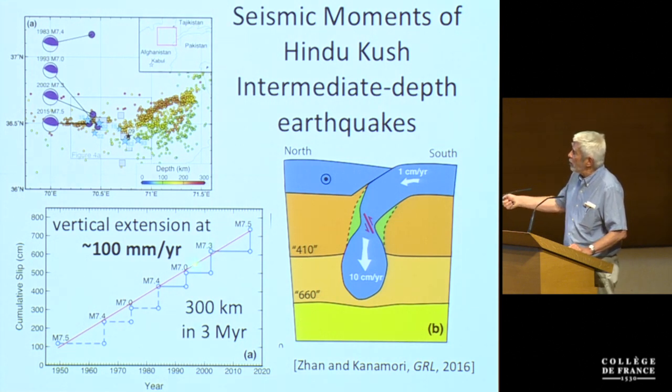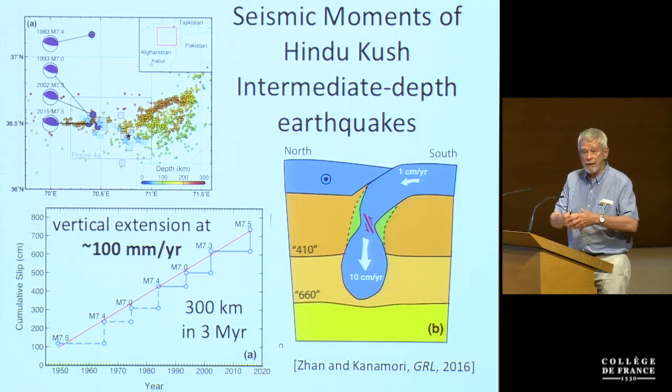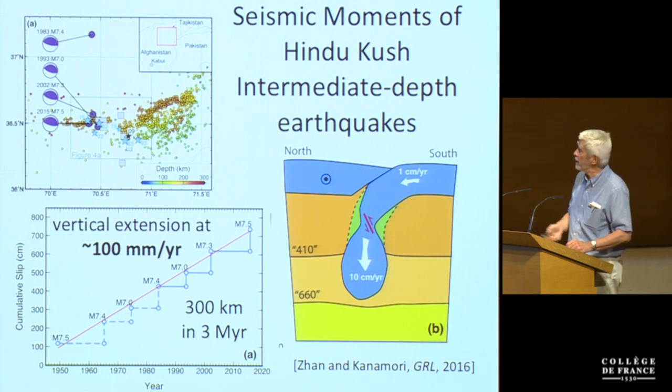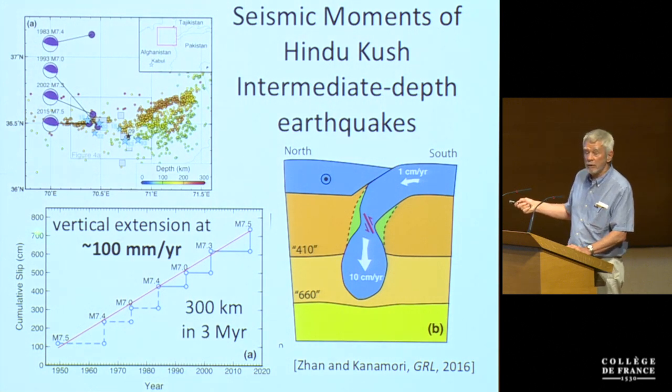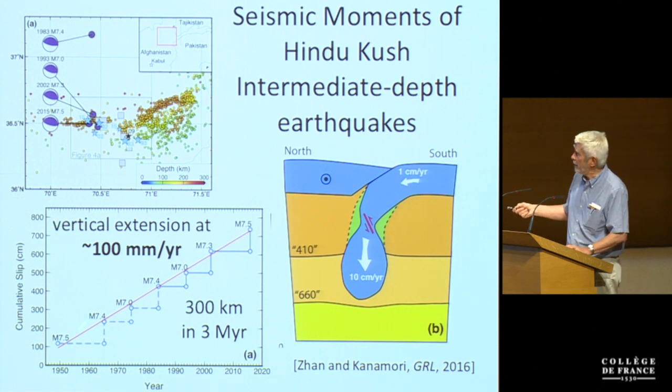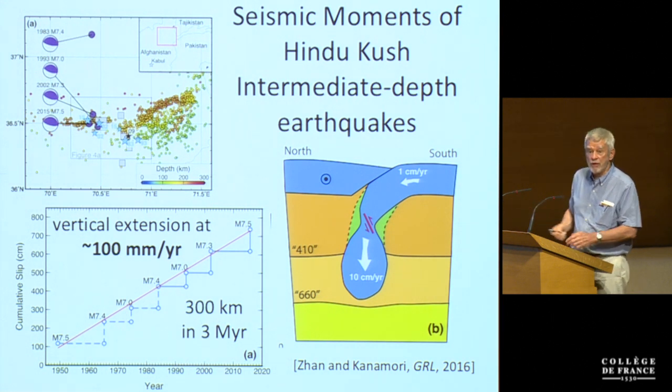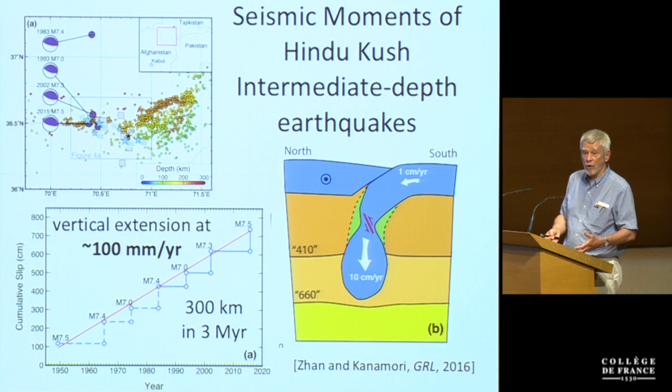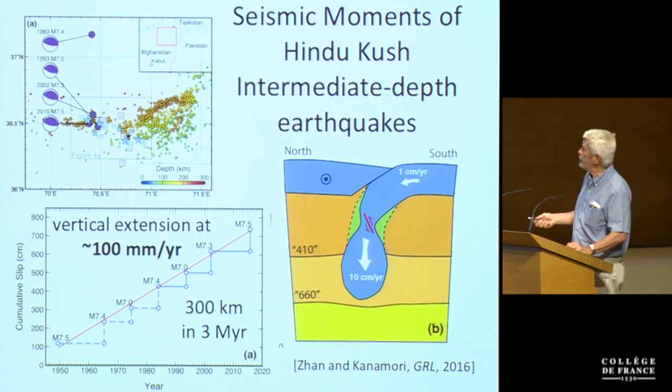And they recur almost periodically. If you take the seismic moments and the dimensions of the fault that ruptures, based on the rupture area they find, you calculate vertical extension at about 100 millimeters a year. That's very fast, no question about it, recurring very large earthquakes at this rate. That means in 3 million years, you'd stretch out a zone 300 kilometers long. That's almost the whole depth range.